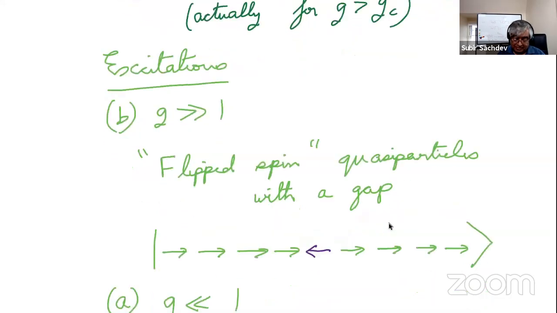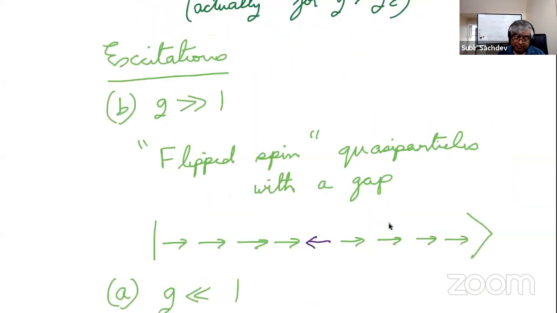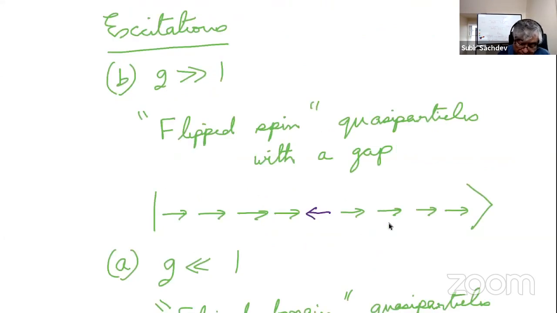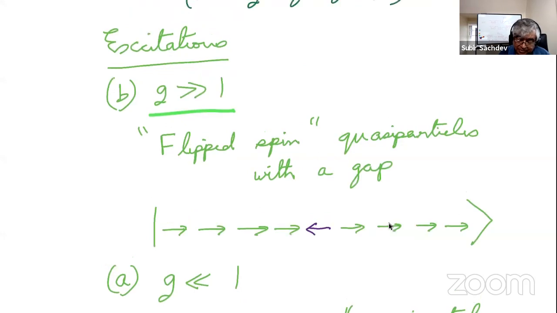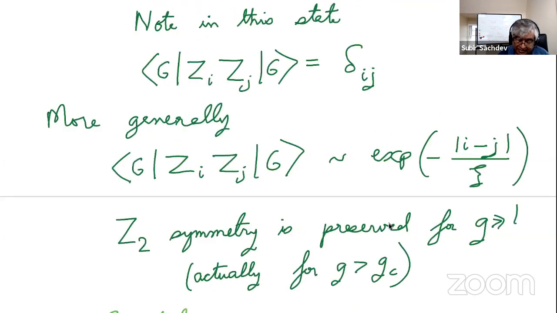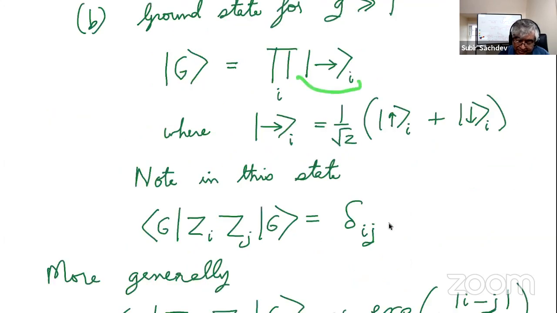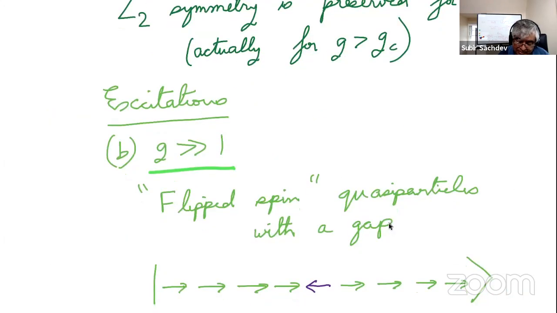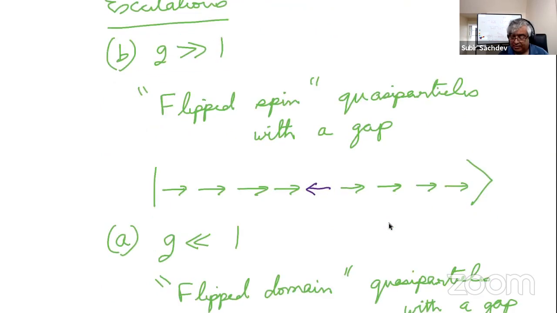Well, the excitations are, let's take g much bigger than 1 first, where the ground state was just a product of spins pointing in the right direction. Well, to create an excitation, perhaps one of them will flip and point to the left direction, but any one of them could have flipped. So what's going to happen is, as before, this thing is going to hop from side to side. So this will hop here and hop here. And so that hopping reversed spin will become a quasi-particle.